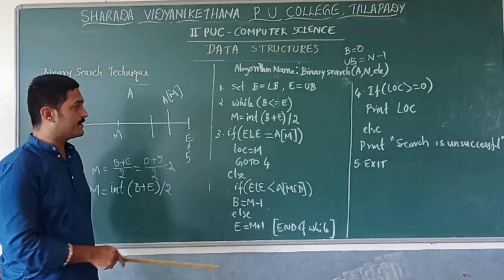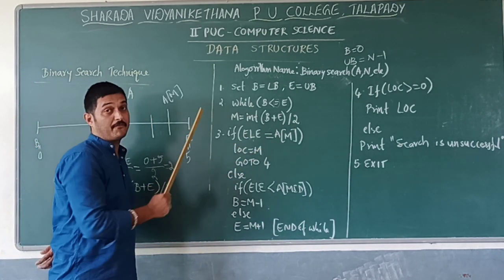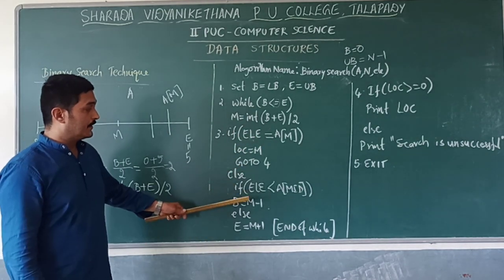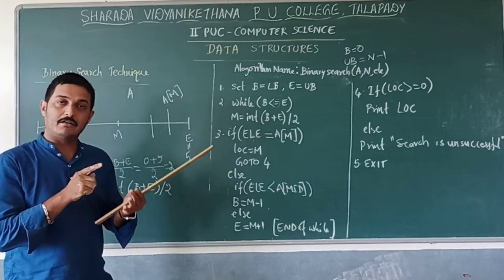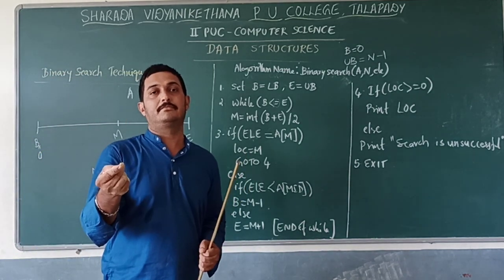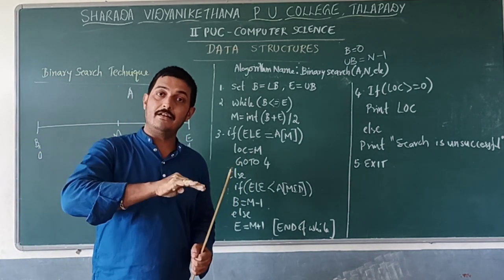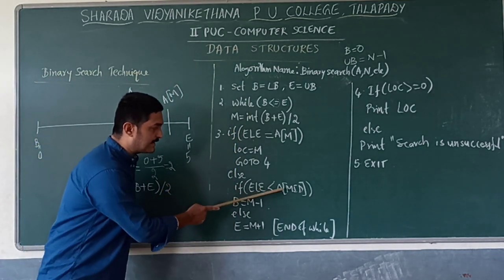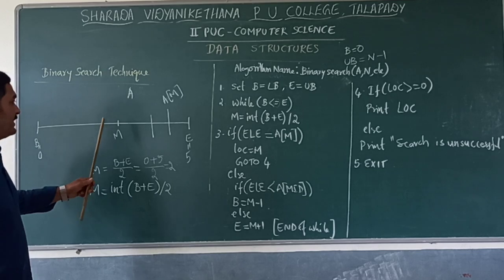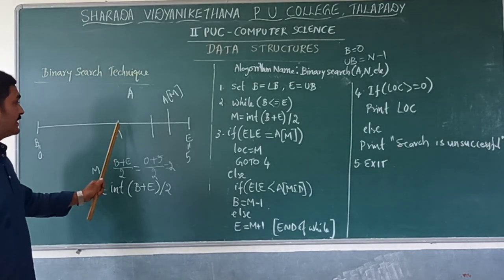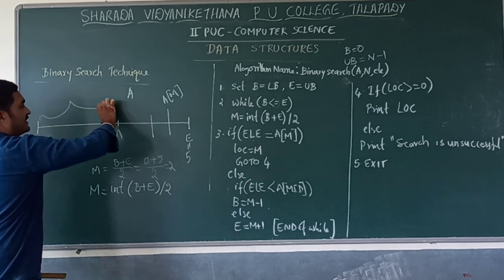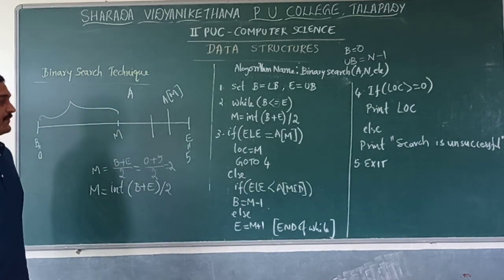Else, if ELE is not equal to a of m, so three options are there: ELE equal to a of m, or less than, or greater than. So if ELE, the search key, is less than a of m, then automatically the search continues in the first half.